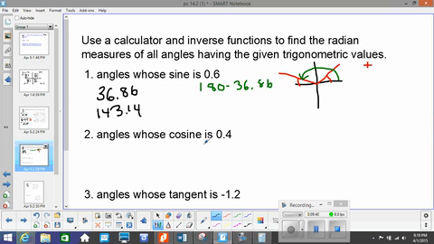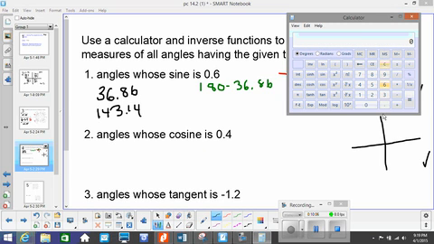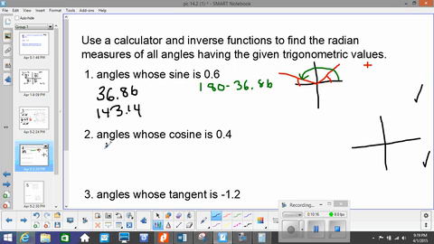So let's go ahead and find the angles for 0.4. Well, that's cosine, so it is going to be there and in that. Remember, those are the two quadrants where your cosine is positive. So let's go ahead and use our calculator. Clear everything out. 0.4. We'll do the second cosine, and I get 66.42.